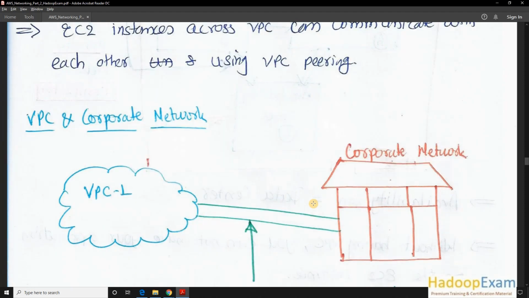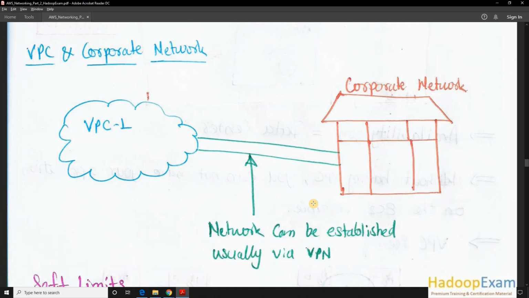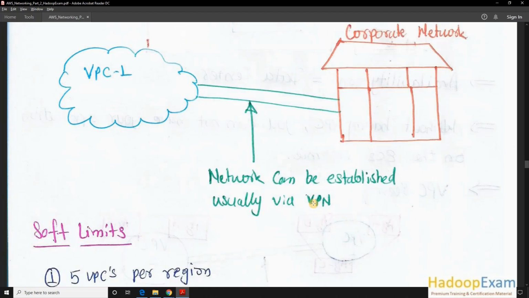So if I wanted to connect my corporate data center with the VPC, the network can be established using a VPN, or Direct Connect is also another option. Direct Connect is an actual hardware connection established between your data centers and the VPC. A VPN could be virtual as well as hardware. So you can extend your corporate data center to the VPC using VPN or Direct Connect.